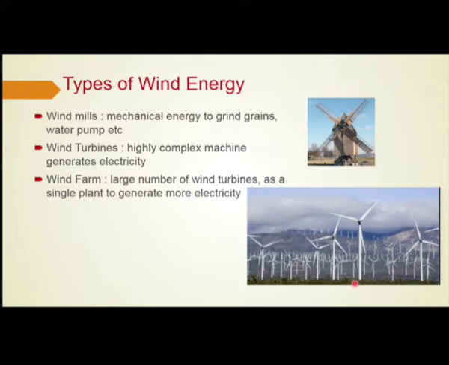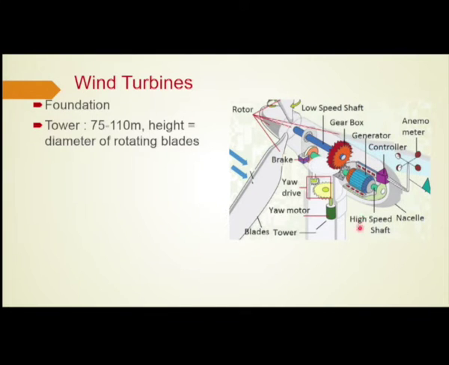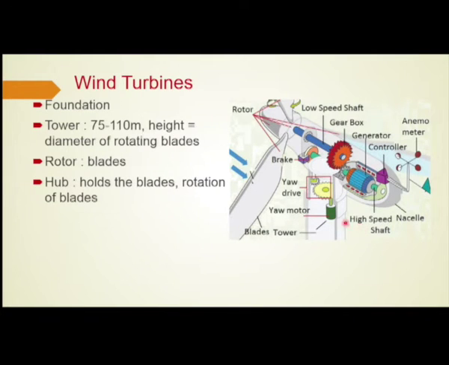If the wind flow at ground level is less, we use a tower to hold the blades at a higher altitude. The tower is mostly in the range of 75 to 110 meters, and it is designed so that its height is equal to the diameter of the rotating blades. Next, the rotor is attached with the blades. The hub holds all the electronic and electrical equipment necessary for the rotation of the blades, as well as to generate electricity from the wind. Next one is the nacelle.